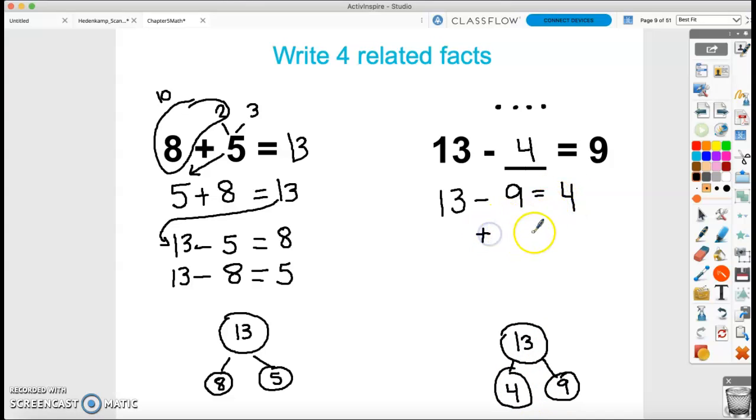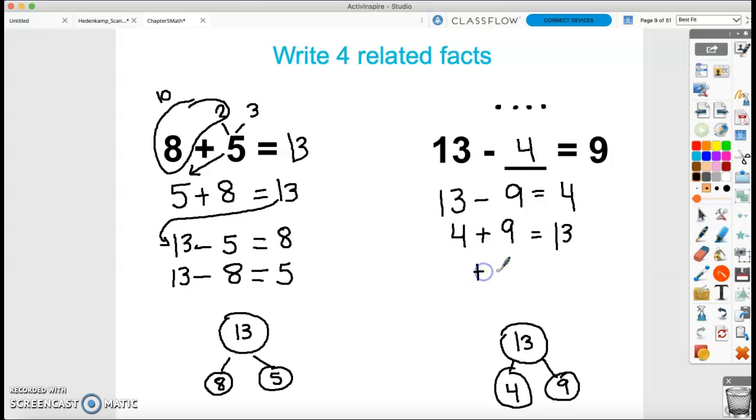So now we need an addition sentence. I'm going to write the addition sign right there. So what number can we start with for addition? Awesome. You can start with 4. Plus what would be my other number? 9. Awesome job. Equals how many altogether? 13. Good job.